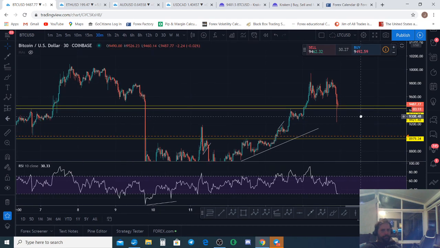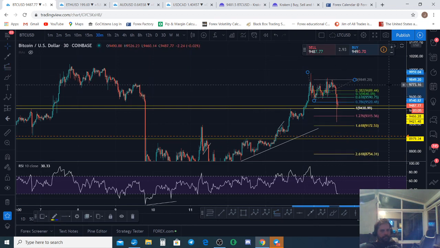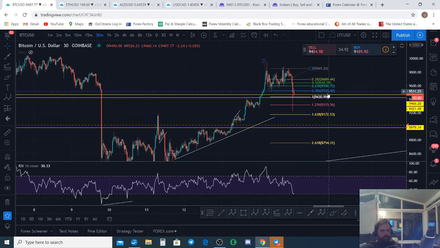Anyway, so right now this is looking corrective, but if we break this low and continue down, it'll be impulsive.